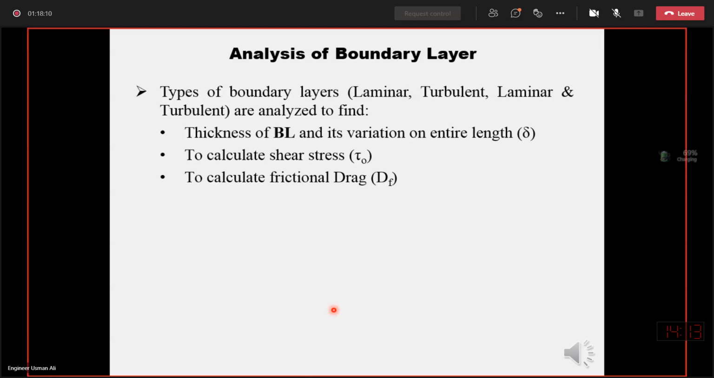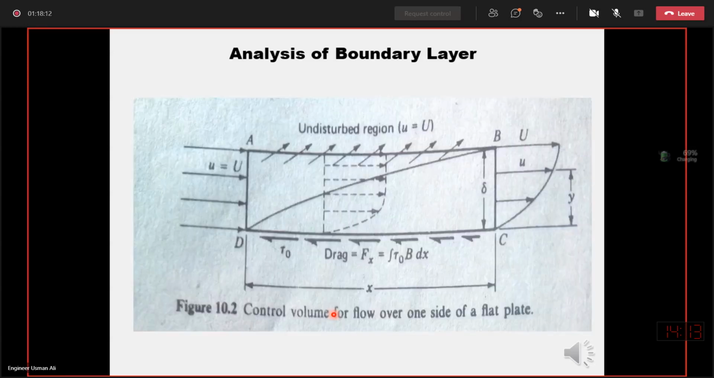First of all, let us start with the analysis of the boundary layer. Firstly, it's a common derivation, and then we'll specifically take each boundary layer one by one in our next lecture, and we'll determine the expressions for the mentioned parameters like thickness of the boundary layer, shearing stress, frictional drag, etc. So let us first derive the expression.